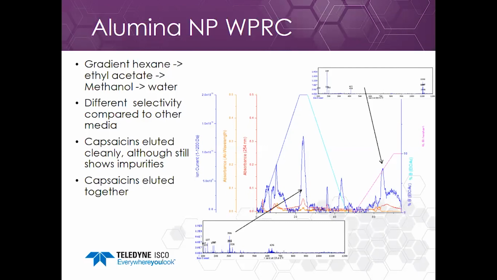The capsaicins actually eluted pretty cleanly off of the diol column, although they are all together. They eluted as a family. So there was selectivity between the capsaicins and other compounds, but there was no selectivity between the various capsaicins themselves.